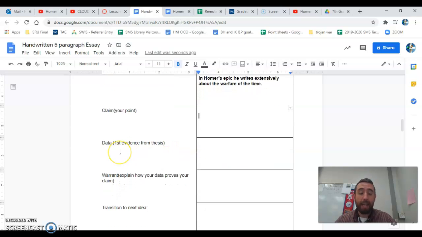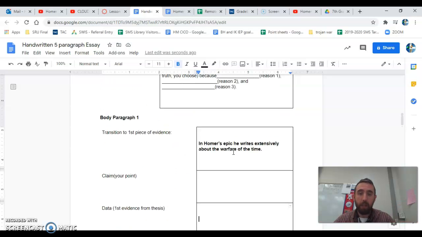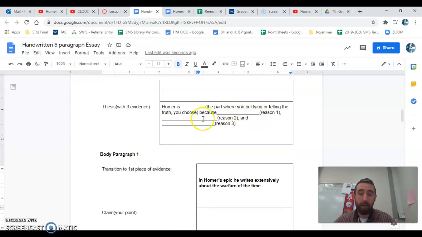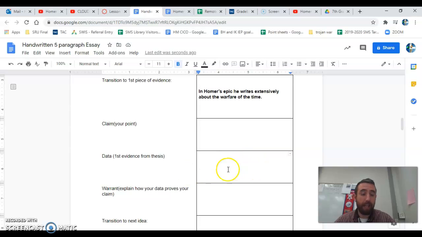Now, your data. How do you know? What's your first piece of evidence? Really good way to do this. Look back at your first piece of evidence from your thesis statement, your first blank, and use that as your data here.